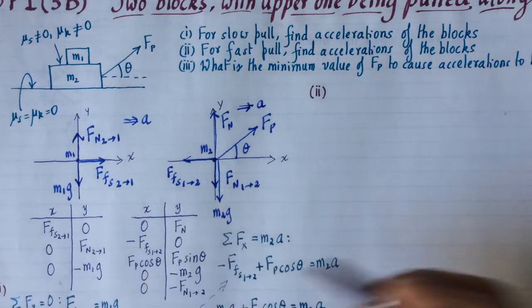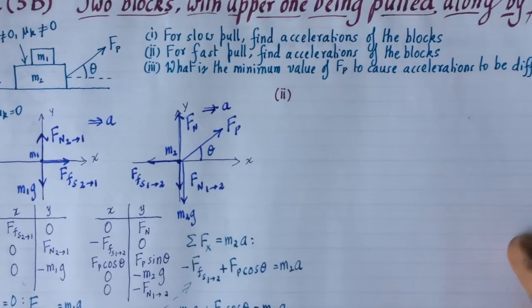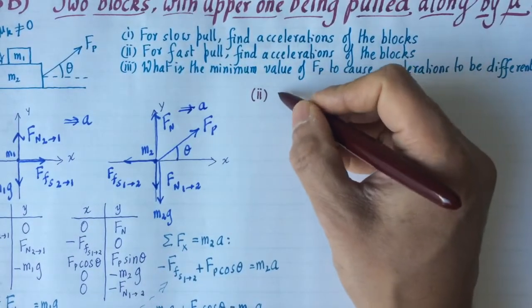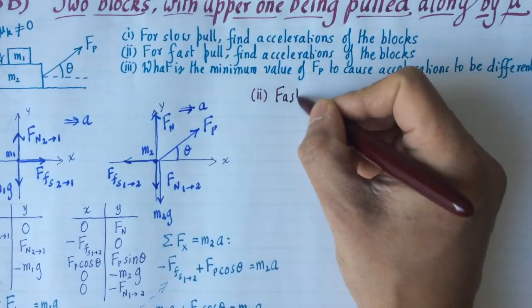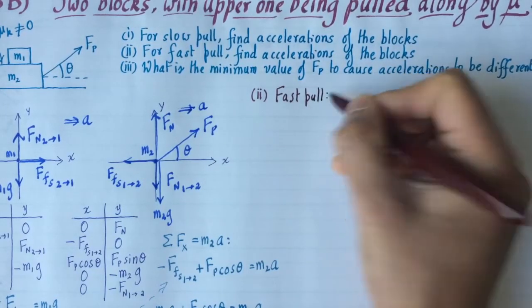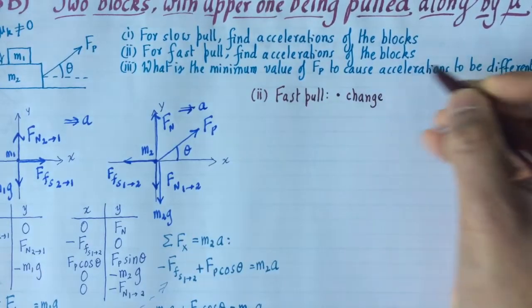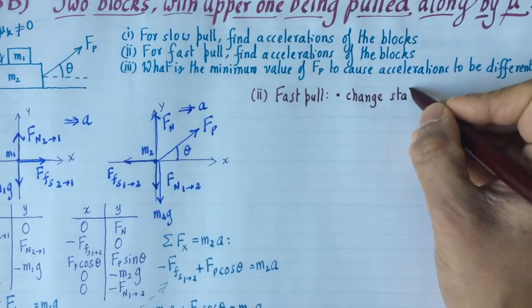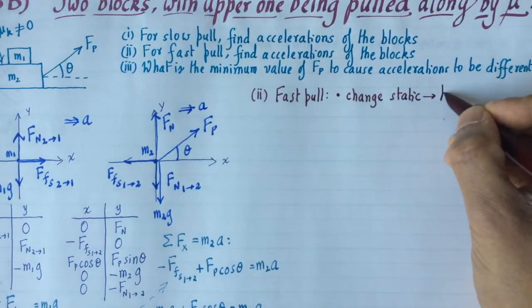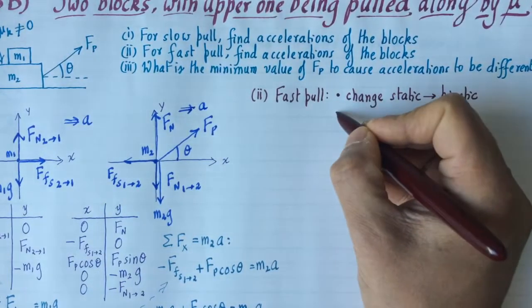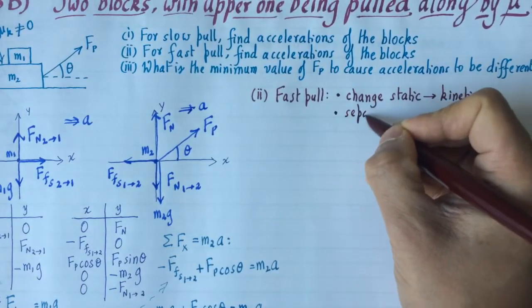I'm not going to bother drawing two separate free body diagrams and two separate force tables. You should try doing that on your own. But I'll just note the changes here. For fast pull, the two things we're going to do is change static to kinetic, and then separate accelerations.